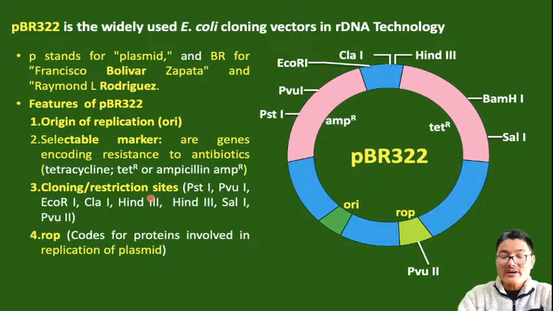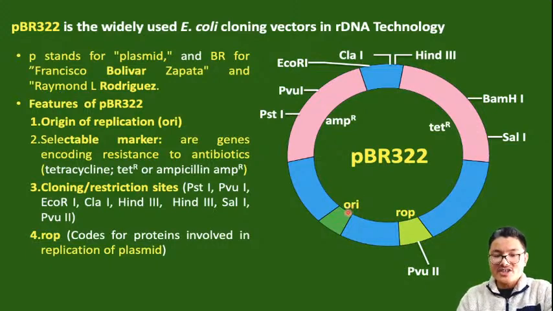Moreover, we also have the replication of plasmid region, which is here, and it codes for the proteins involved in the replication of this plasmid at the ori site. So these are the important features of PBR322.